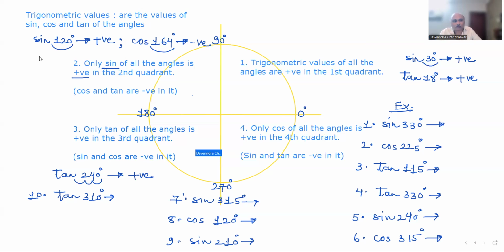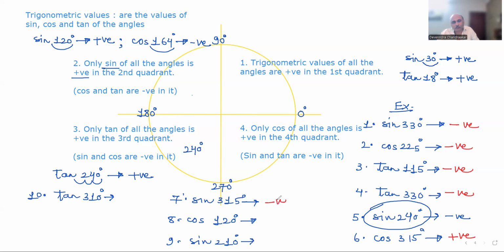See, sine 240. 240 lies in which quadrant, Nilankshi? It lies in the third quadrant, right? And sine is negative here, so this will be negative. Only this one is positive; the rest of them are negative here. You can start making your notes if you don't have any doubts. If you have doubts, please ask me which one to explain, and I'll explain that one to you. Okay? Quickly.